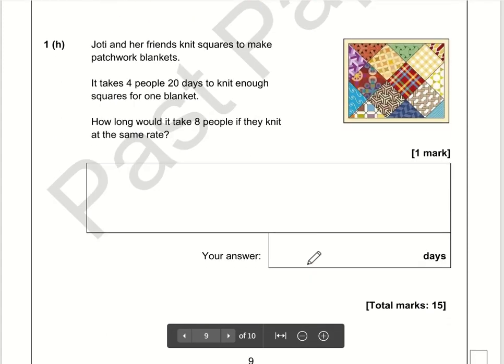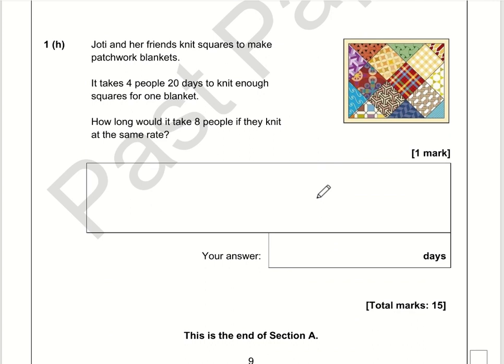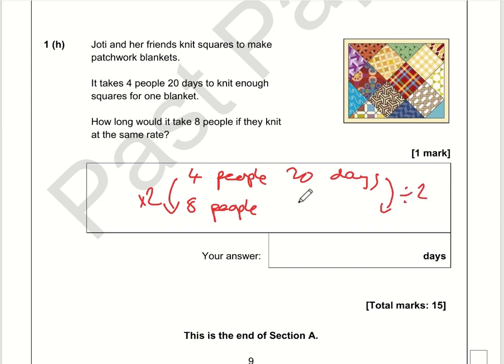Question H, we've had some really challenging questions in this paper. The final one's pretty straightforward. We know it takes 4 people 20 days, and we want to know how long it would take 8 people. So I guess they're trying to see if you fall into the trap of writing 40 days, but remember, if you've got more people doing the work, it's going to take less time. So we've got twice the number of people, so it will take half as long, so the answer is that it will take 10 days, and that is the end of section A.